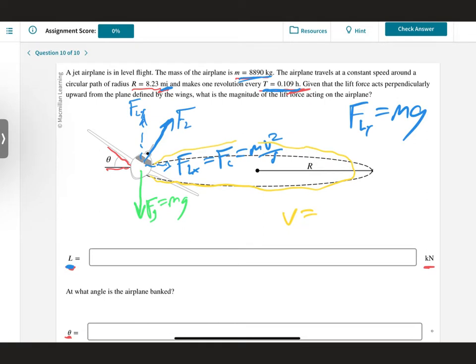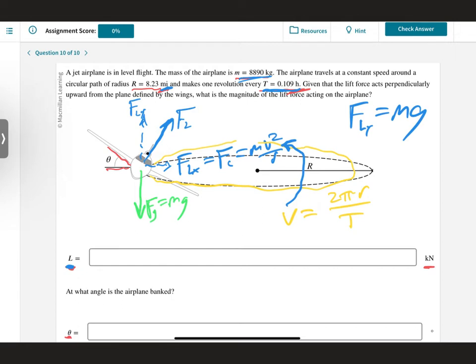That's what we want because it's going at a constant speed. The direction is changing, but the magnitude of it isn't changing. So that's going to be our v value. How far it went is going to be 2 times pi times r, and how long it took, capital T. That's how I find my v. So I'm going to use that v to figure out the centripetal force, which is equal to the x component of the lift.